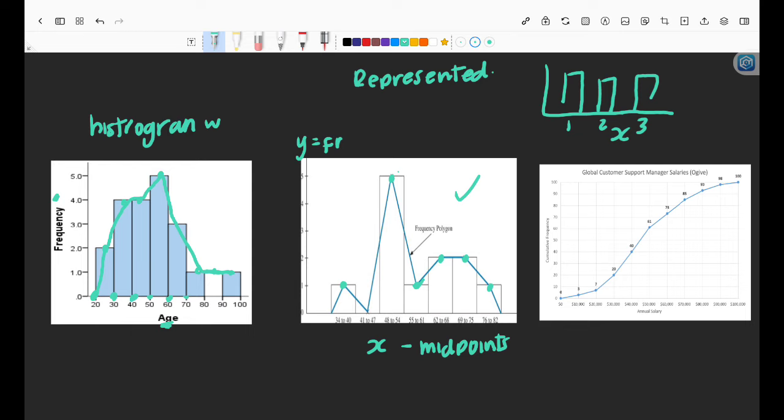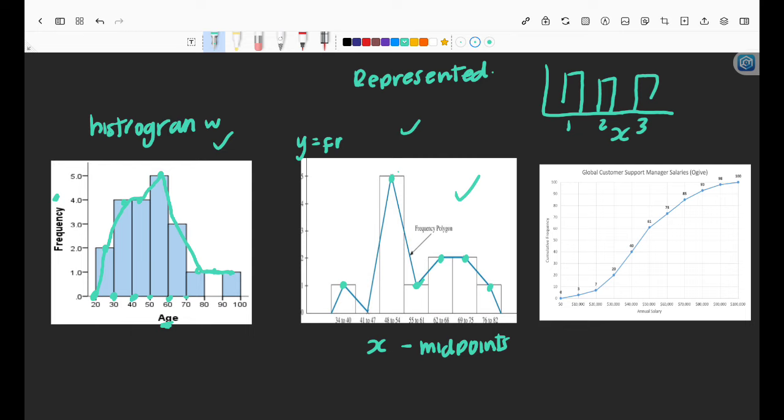And then the last one that we now need to look at in terms of data representation is what we call an ogive, right? Some say ogive, some say ogive. It doesn't matter, as long as you're able to do your calculations, you'll be just fine. So an ogive is supposed to be S-shaped, right? With the previous ones, we're saying frequency and whatever your x is.